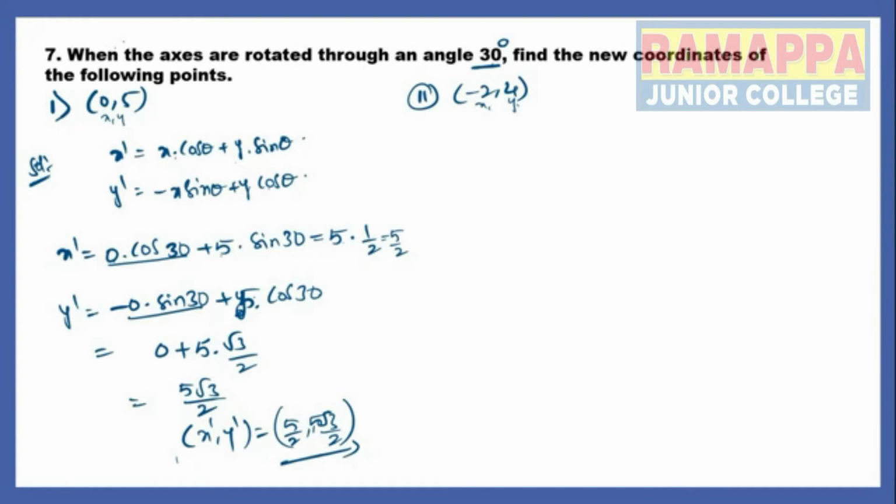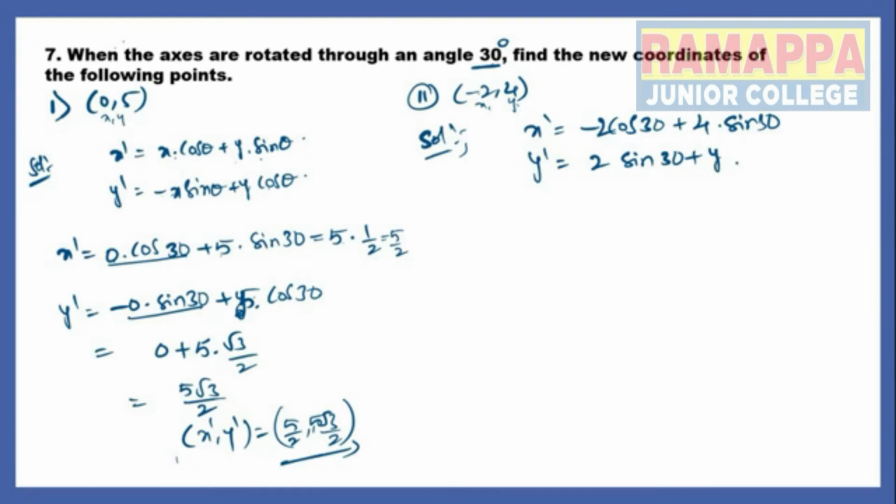Now second one, solution. So we apply the same formulas here. x dash is equal to minus 2 into cos 30 plus 4 into sin 30. So x dash becomes minus 2 times cos 30, which is root 3 by 2, plus 4 into sin 30, 1 by 2. So the 2s cancel, minus root 3 plus 2. It will become 2 here.